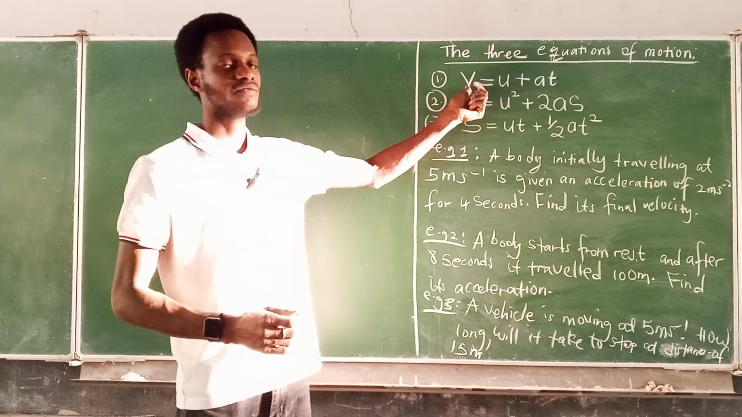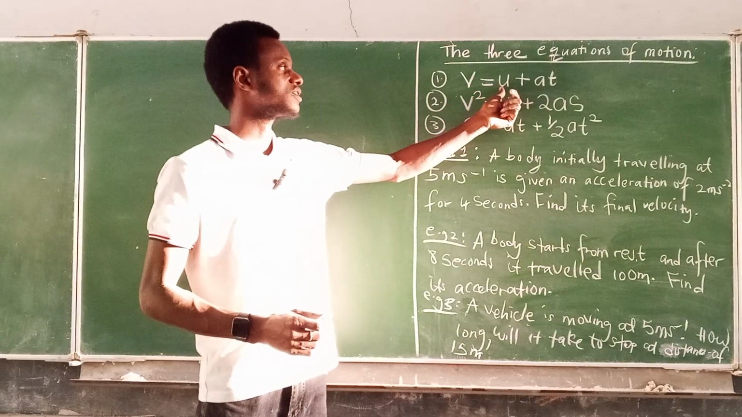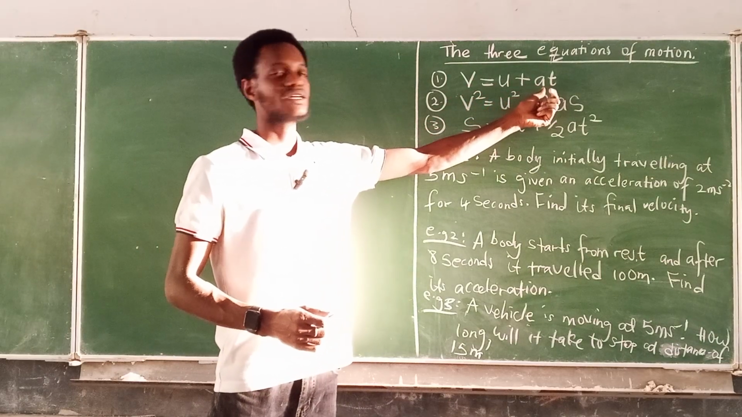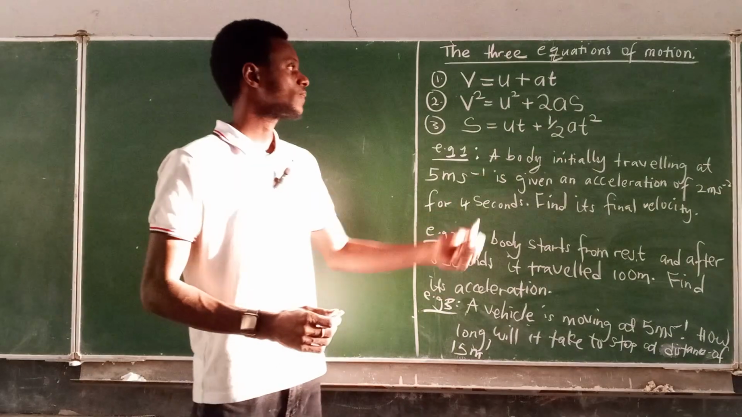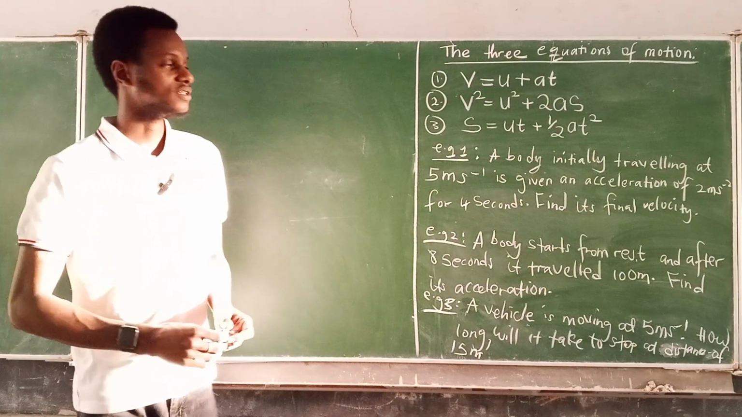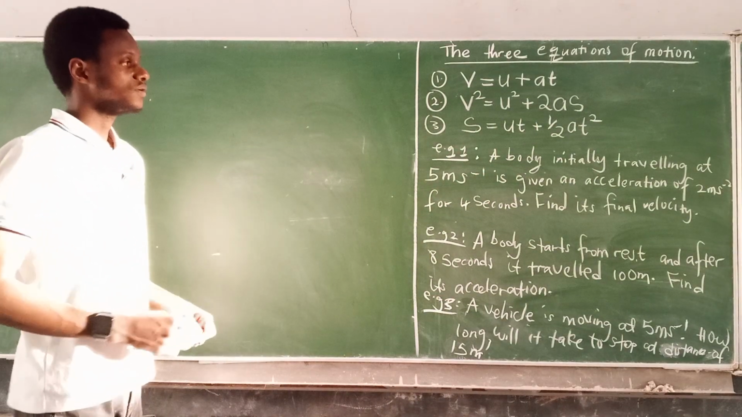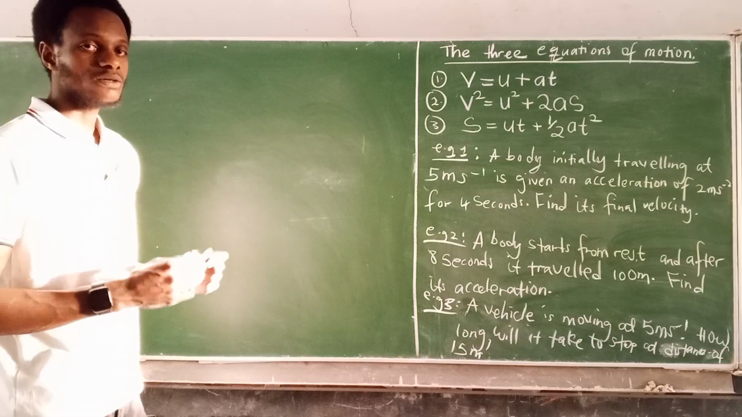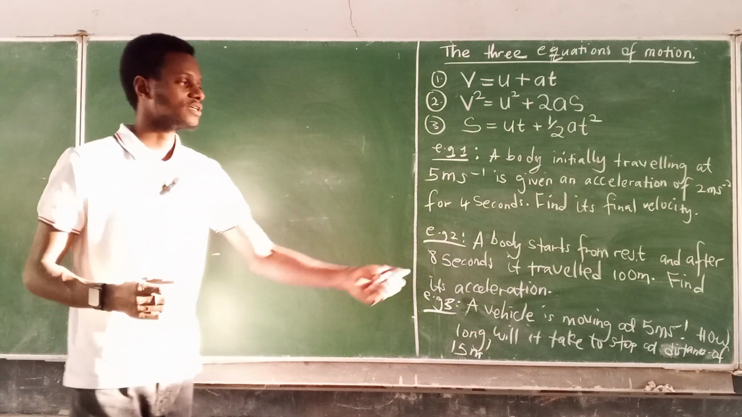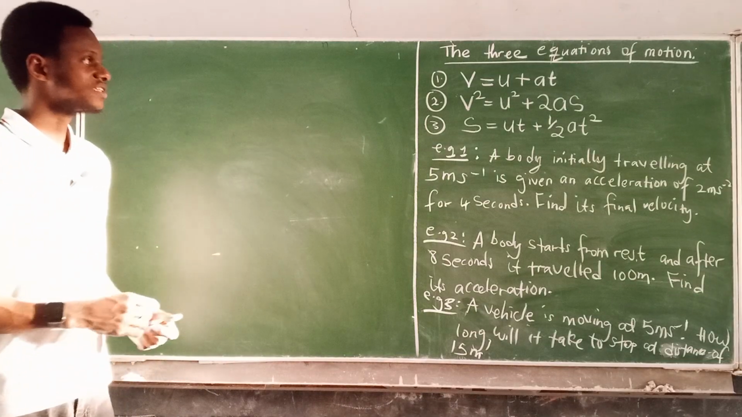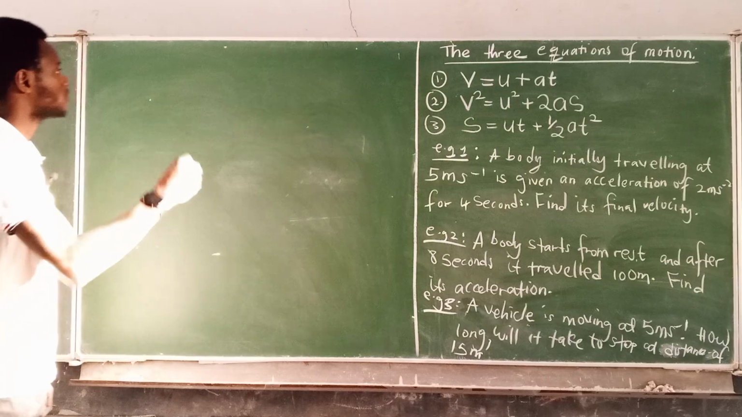The v stands for the final velocity, the u stands for the initial velocity, the a stands for the acceleration, the t stands for the time, and the s here stands for the distance covered. So in today's lesson, we will be looking at solving three problems that I drafted. We're first going to look at question number one.